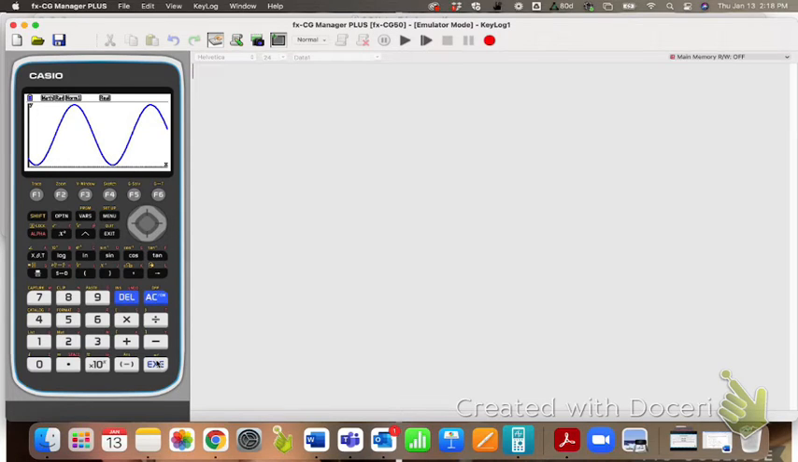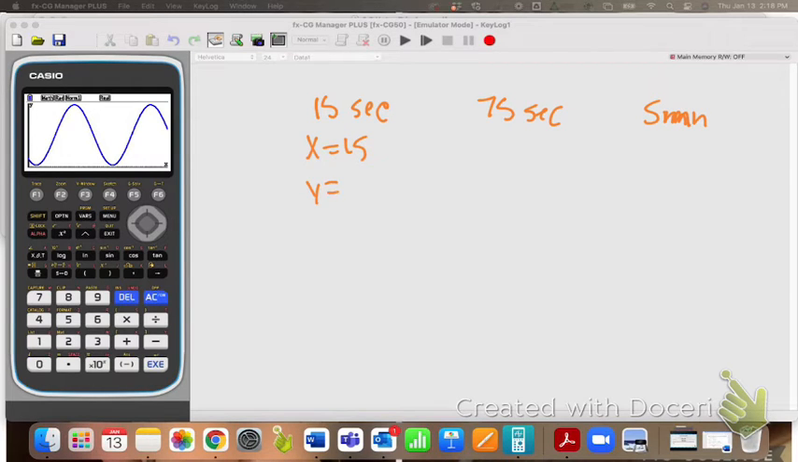All right, so what we're going to do now is use this graph to answer our questions. The first question says use your equation to determine your height above the ground after 15 seconds, 75 seconds, and 5 minutes. So what this wants to know, x is time here. So this is saying when x equals 15, what does y equal? When x equals 75, what does y equal? Now for 5 minutes, we can't just use 5 because that would be 5 seconds. I would have to do 300 because 5 minutes is 300 seconds. But again, I'm still trying to figure out what does y equal.